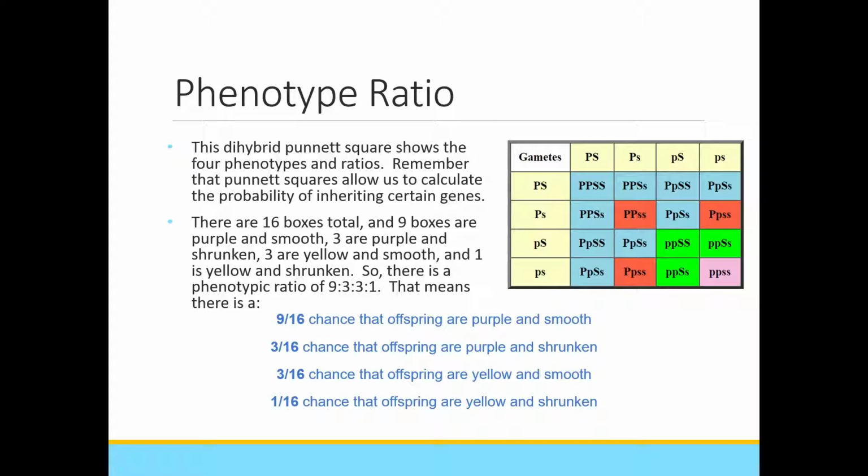So keep in mind, out of these 16 boxes, 9 out of 16 represents a 9 out of 16 chance that the offspring will be purple and smooth. There's a 3 out of 16 chance that the offspring could be purple and shrunken or yellow and smooth, and a 1 out of 16 chance that offspring are yellow and shrunken.